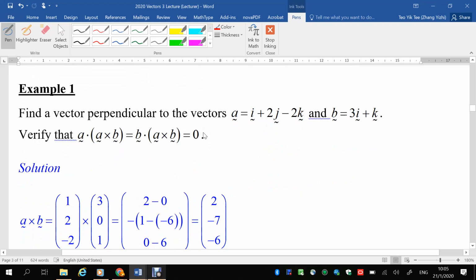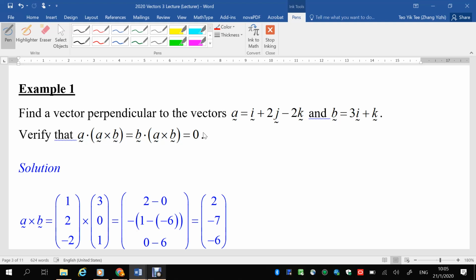When you are doing a cross product, how to get this number is cover the first row. Then look at what is left. This one and this one. 2 times 1 minus away this one and this one. That's how I get my 2 minus 0. Second item, cover the middle row, cross. 1 times 1 minus away, negative 2 times 3. Then everything negative sign.